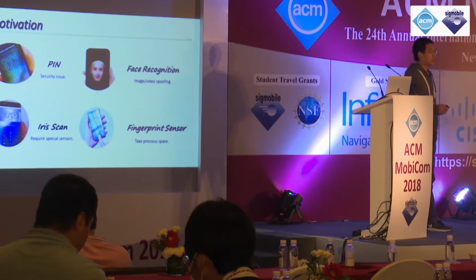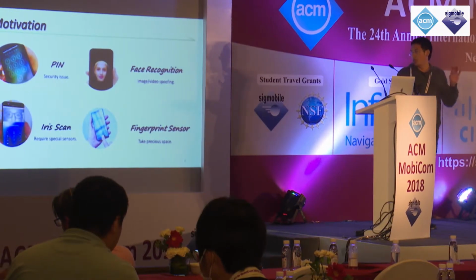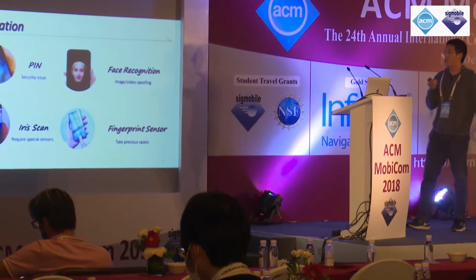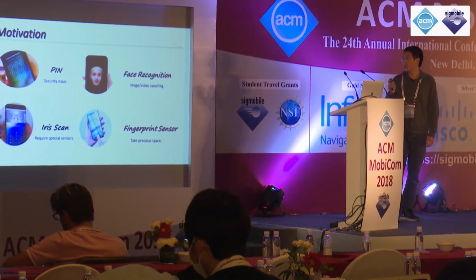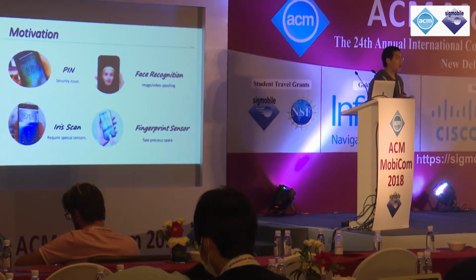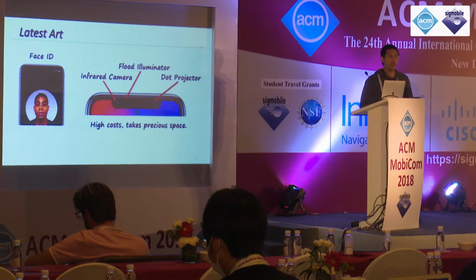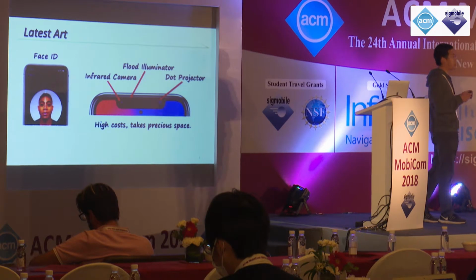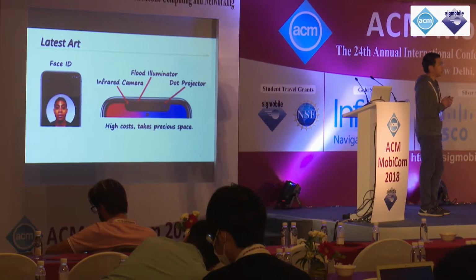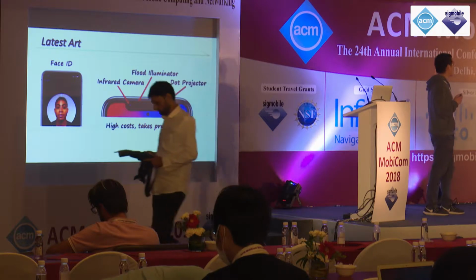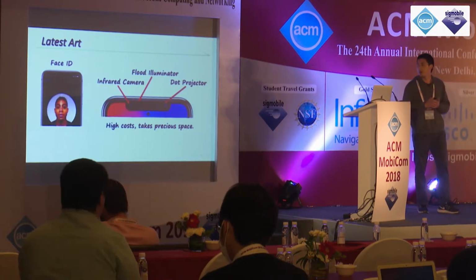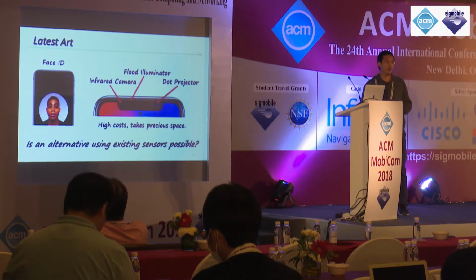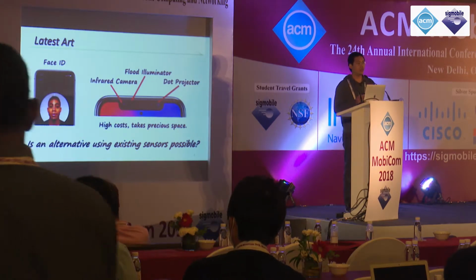User authentication on smartphones has broad applicability in user scenarios. Existing solutions such as the PIN number, face recognition, iris scan, and fingerprint sensors all have their own limitations. The latest, Apple's Face ID, packs a set of sensors into a small area on the front panel, but it has high costs, and it also takes precious space. So we ask this question: is there an alternative using existing sensors available? Our answer is yes.